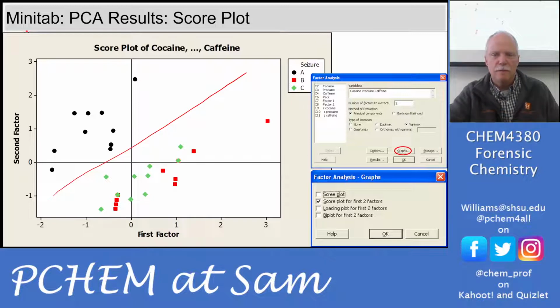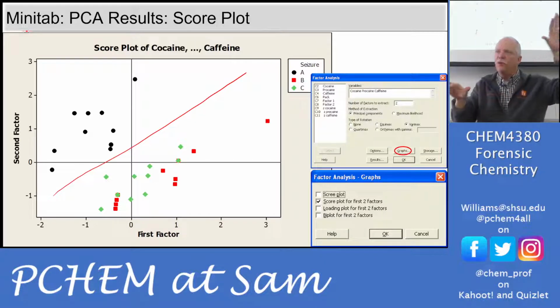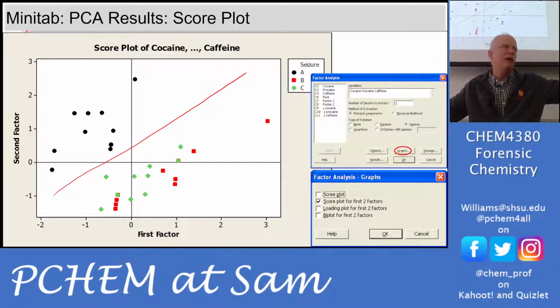So if we had 4 or 5 variables, our X and Y models would be 4 or 5 terms, and it would have found the best combination of those terms to get the biggest separation in our data.